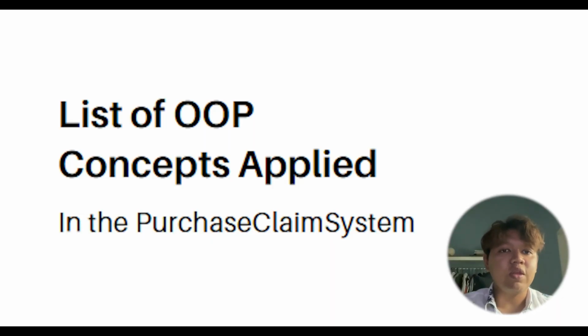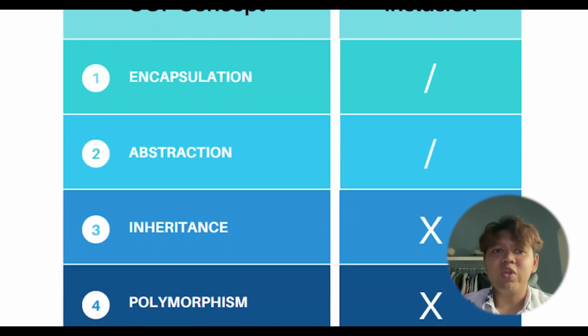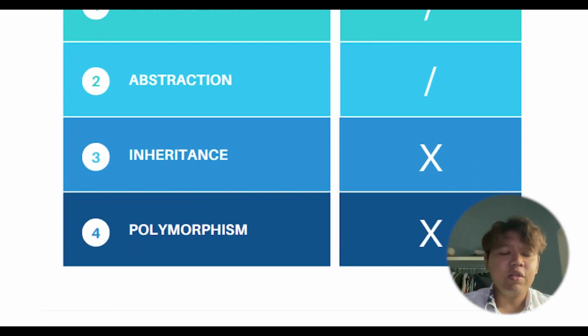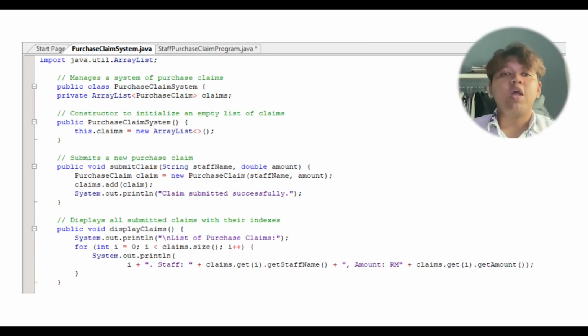In the purchase claim system, we have employed several key object-oriented programming concepts. So let's take a look at them. OOP concepts that we use in this code are encapsulation and abstraction. OOP concepts that we don't use in this code are inheritance and polymorphism. Encapsulation is evident in the purchase claim class. The private fields staff name and amount are encapsulated, accessible through the public getter methods, ensuring controlled access. Abstraction is achieved through the purchase claim system class, which encapsulates the list of claims and provides methods like submit claim and display claim, offering a simplified interface for interacting with the purchase claims.